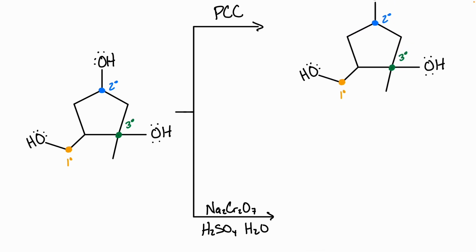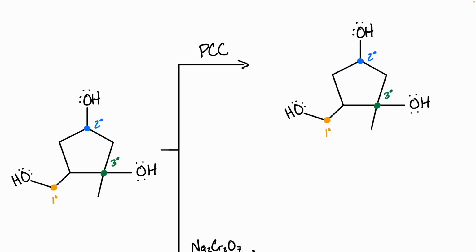A weak oxidizing agent like PCC will turn my primary alcohol into an aldehyde. And it will turn my secondary alcohol into a ketone. And it won't do anything to that tertiary alcohol because you can't oxidize tertiary alcohols. So in this case, I'll have an aldehyde and a ketone and my tertiary alcohol in my product.